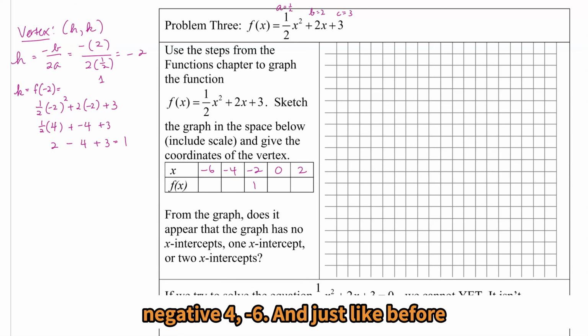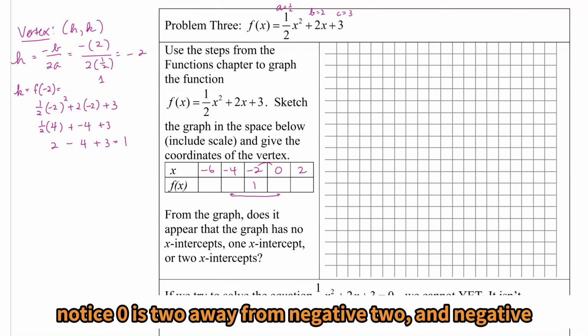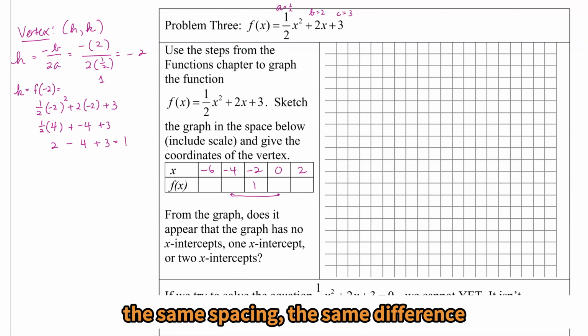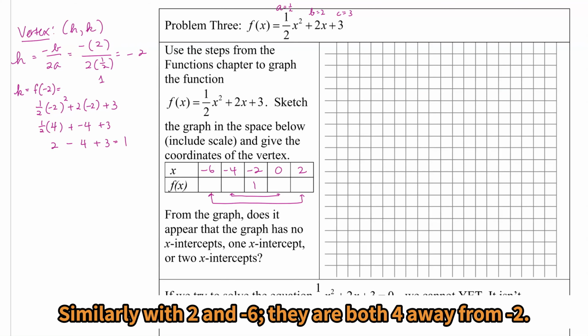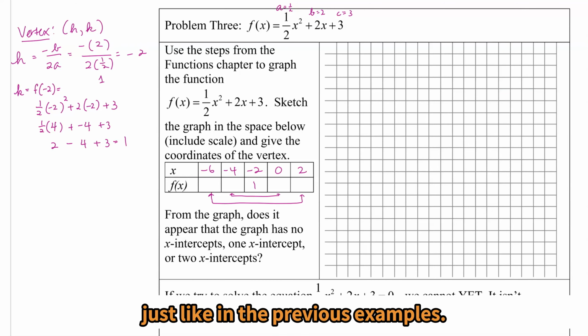And just like before, since I'm keeping this pattern, notice 0 is 2 away from negative 2, and negative 4 is 2 away from negative 2, so I have the same spacing, the same difference between my numbers. Similarly with 2 and negative 6, they are both 4 away from negative 2. This will allow me to have that symmetry, just like in the previous examples.